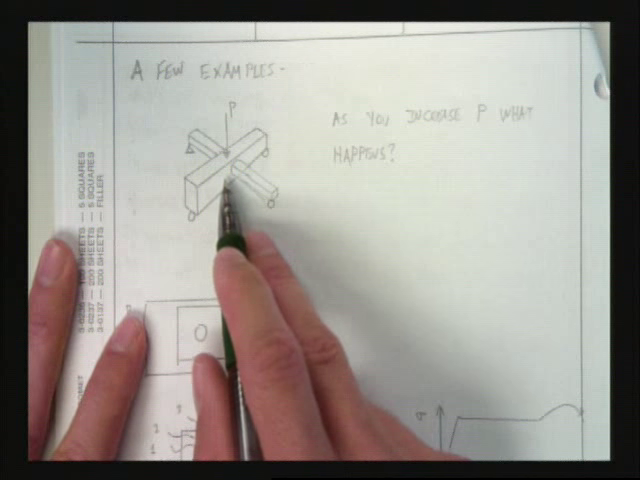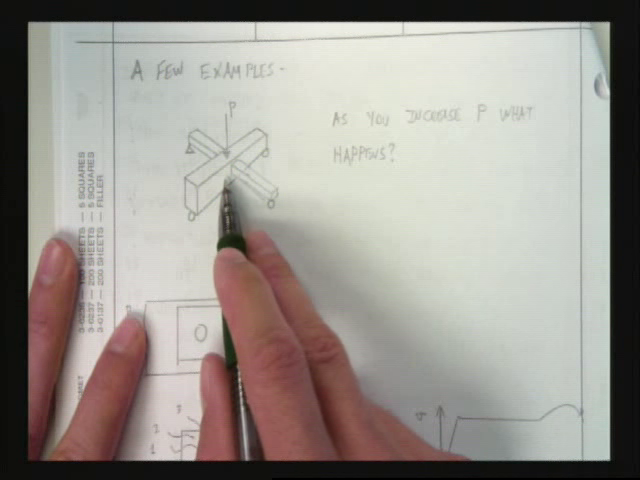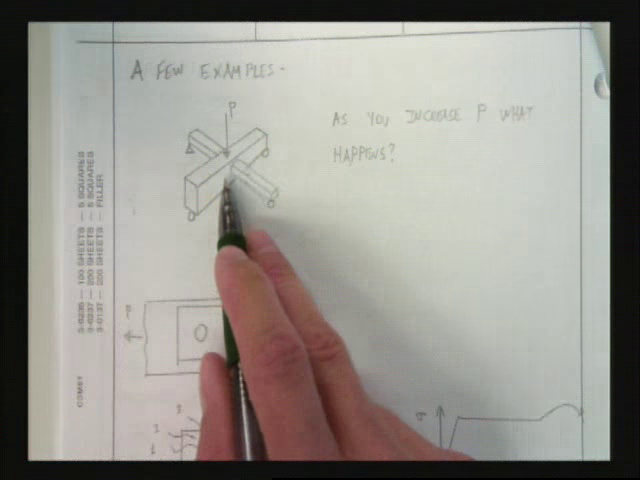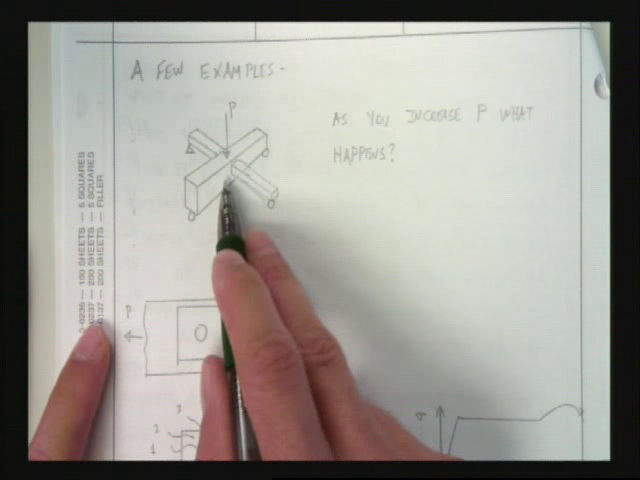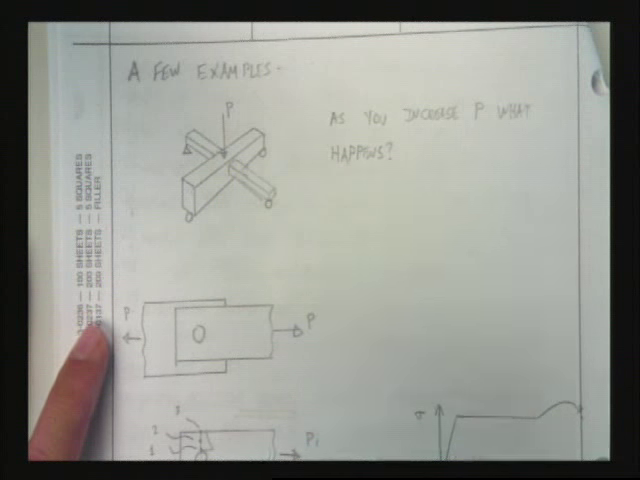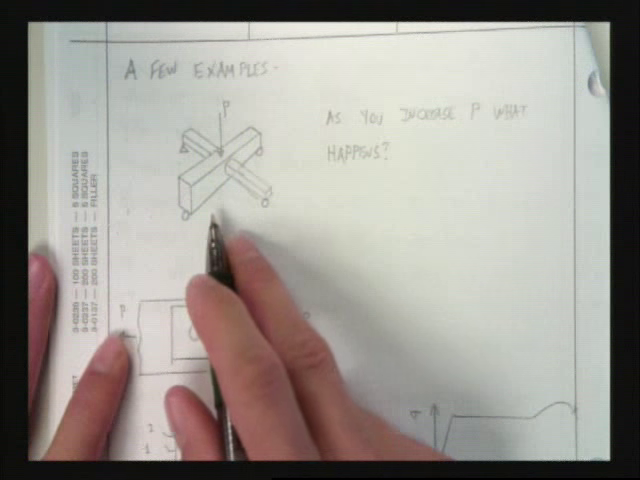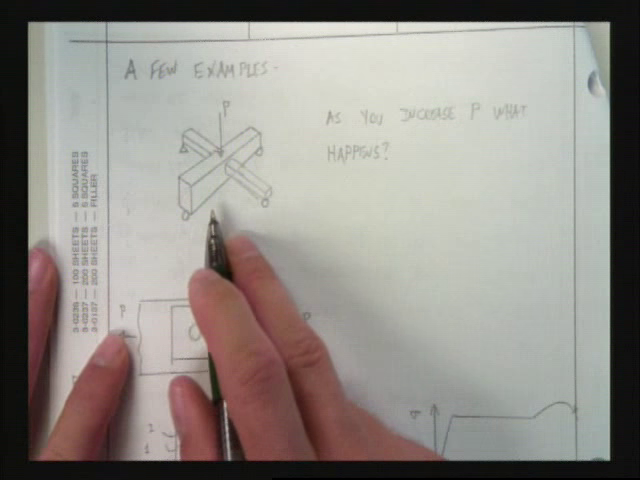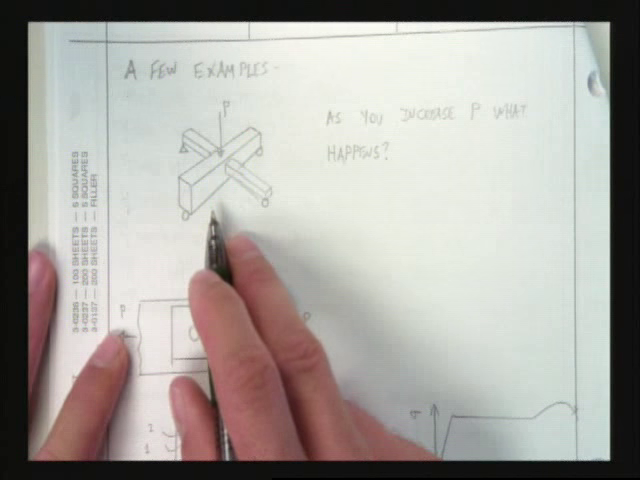Which one's going to pick up more load? The big beam or the small beam? The big beam. Hit the button next time. The big beam. Why? It's stiffer. That's right, it's stiffer. Because in the elastic range, load is distributed by stiffness. The elastic range, load is distributed by stiffness.